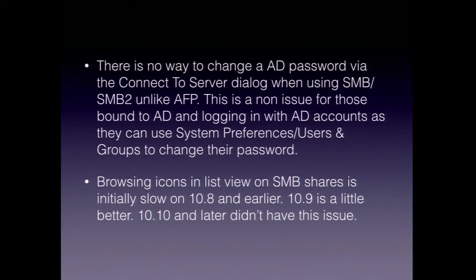Browsing icons in list view on SMB shares is pretty slow on 10.8 and earlier. So you'll open a folder, you have it in list view, and you wait a long time for the list to populate. On 10.9, it did it a little bit, but it was a lot better. On 10.10, I haven't had that issue at all. The icons are just there, just like on the Windows machines, or if you're using an AFP share.